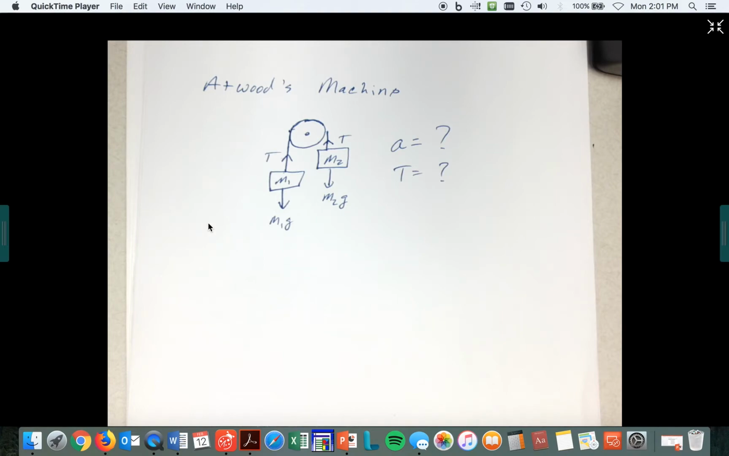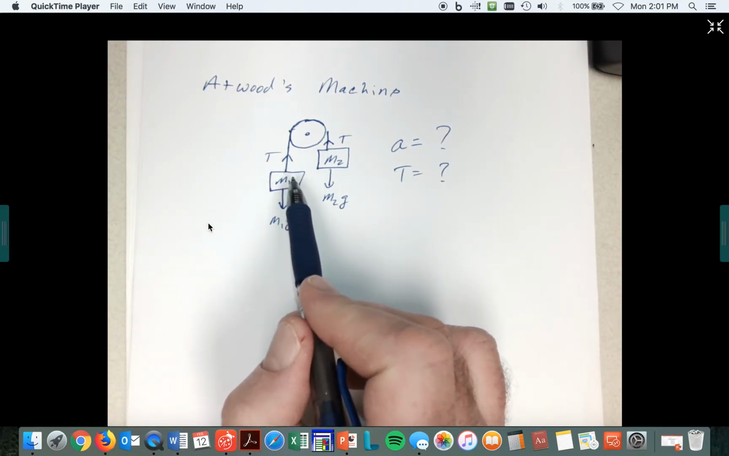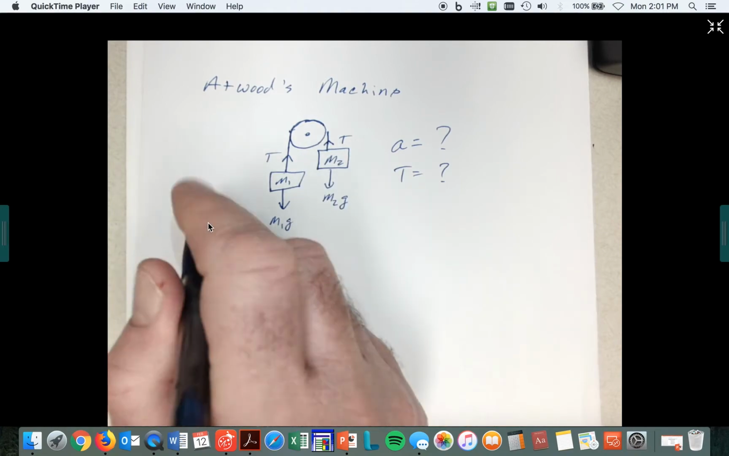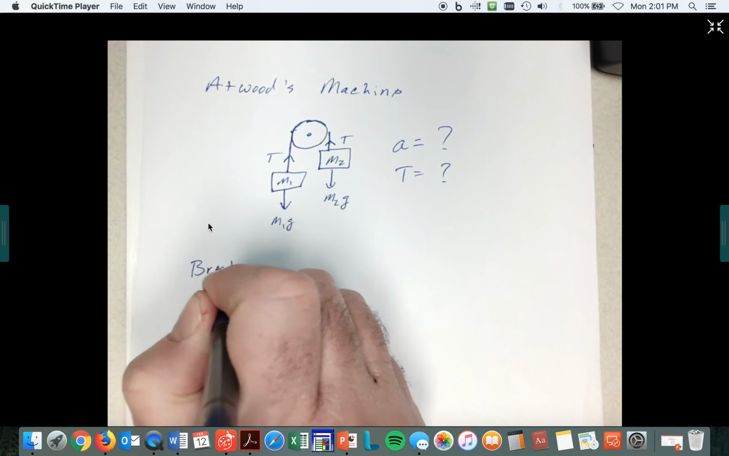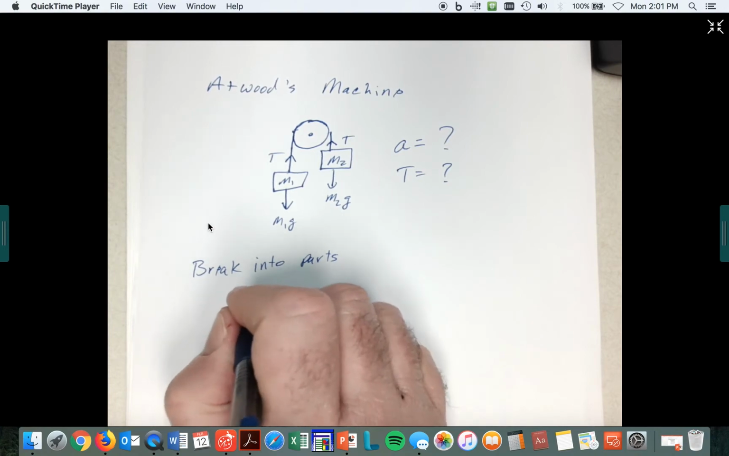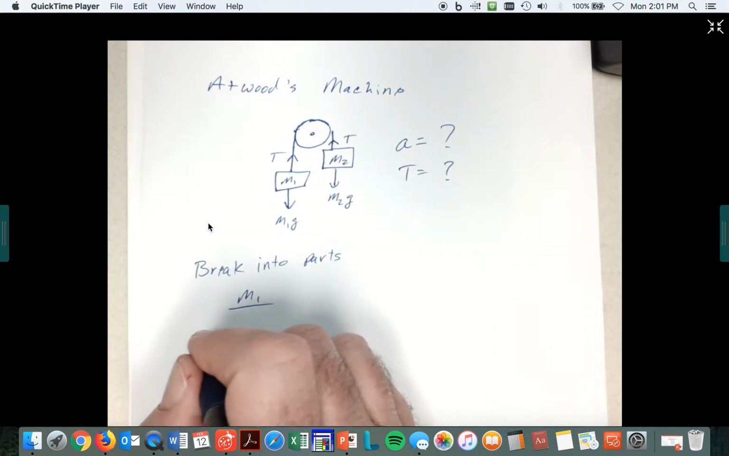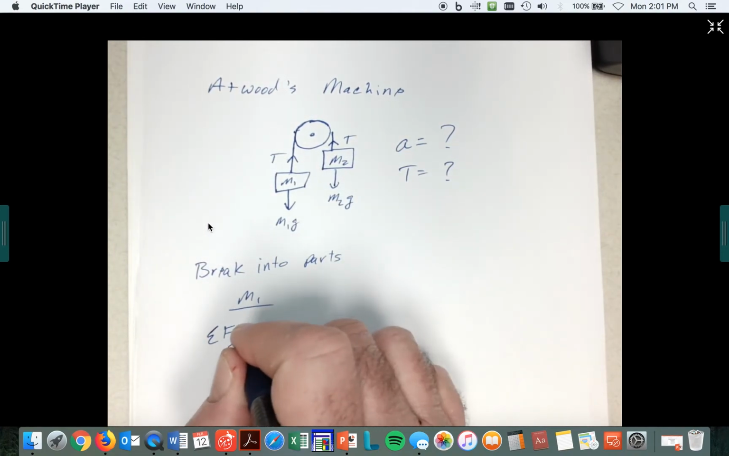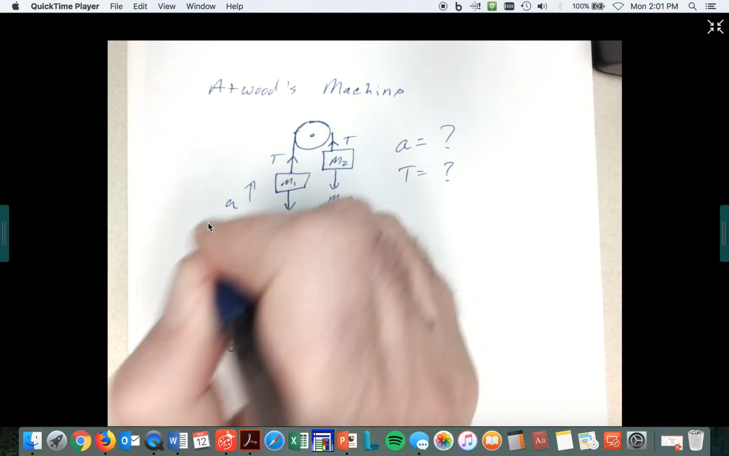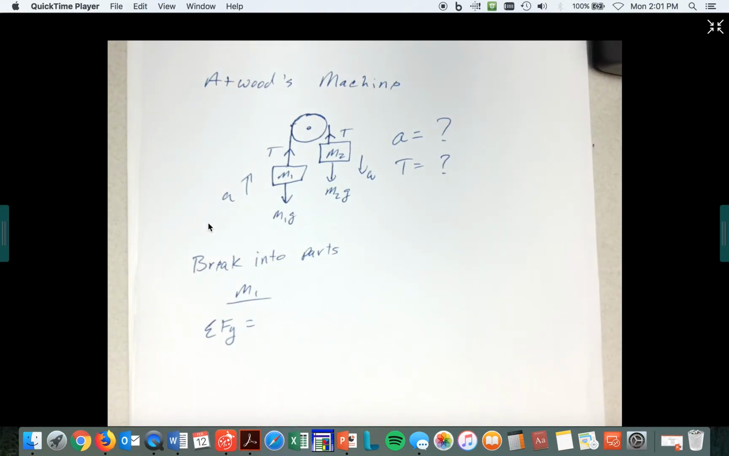Now, there's two ways you can do this. The first way is to break it into its two parts. So let's go ahead and break it into parts. All right, so we look at mass 1. Mass 1 looks like this. Mass 1 is accelerating this way, mass 2 is accelerating this way. They both have the same acceleration. Notice both tensions are the same.